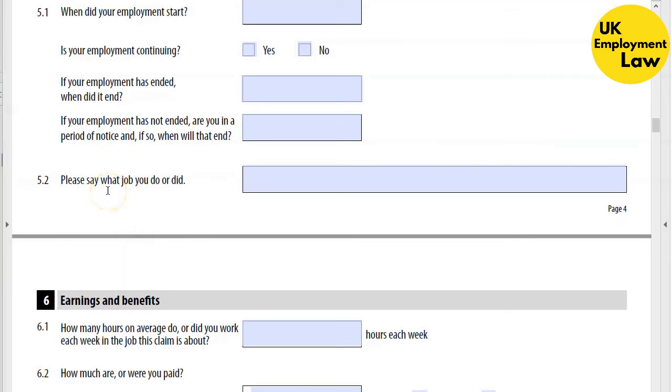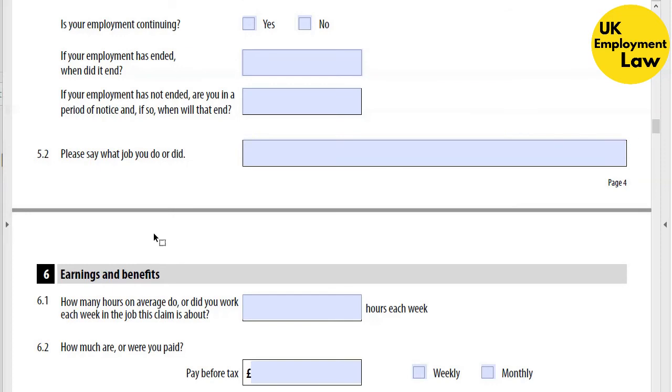Section 5.2. Here you can give your job title at the time of your dismissal and can briefly describe the nature of your responsibilities if you think this will assist to clarify your job. Your contract of employment may be an old one or may not have this job title.